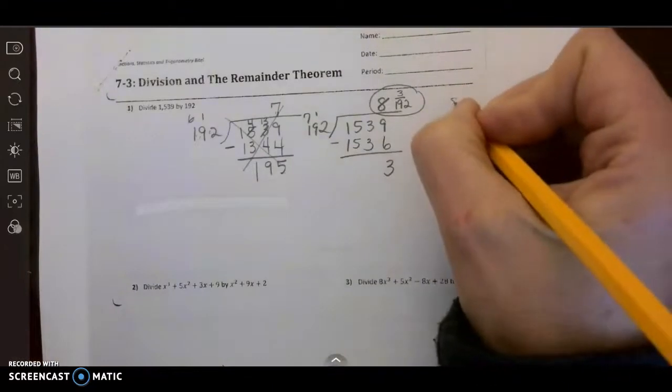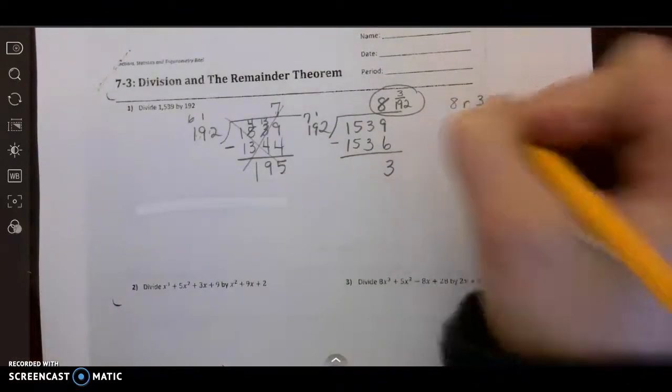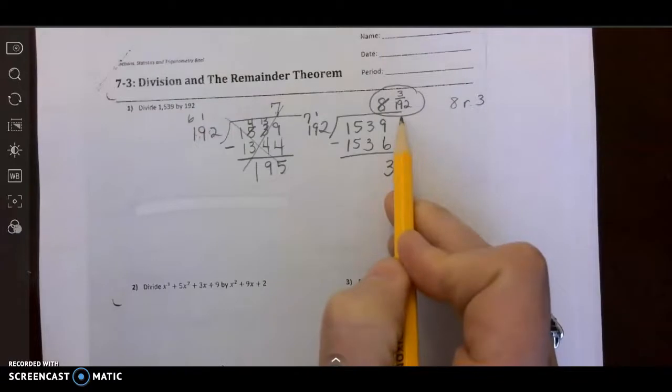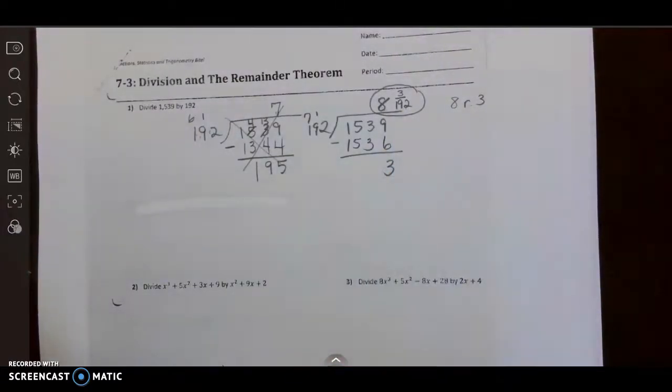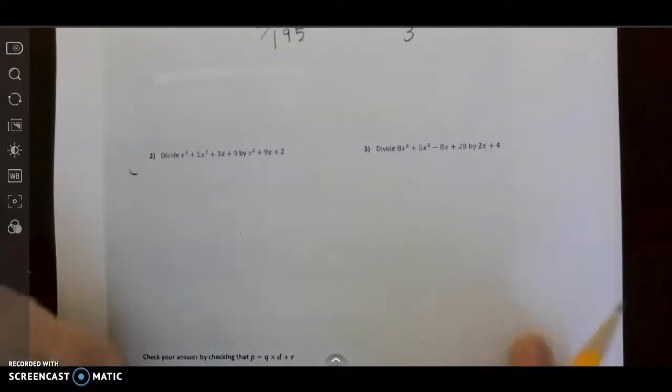When you first learned, you wrote it as 8, remainder 3, and then eventually your teachers taught you to write your remainder over the divisor. So we are going to use the same process, and we're going to divide polynomials.